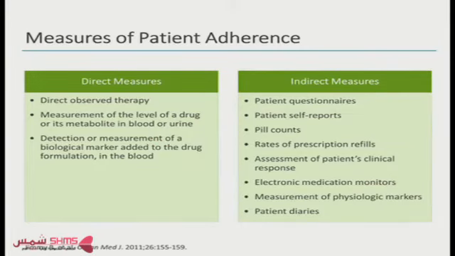How do we measure adherence? We have direct measures and indirect measures. Of course, most of the direct measures are complicated, not widely available, and costly, so we cannot use them. The indirect measures, for the most part, are not good enough to pick up the resistant hypertension patient.